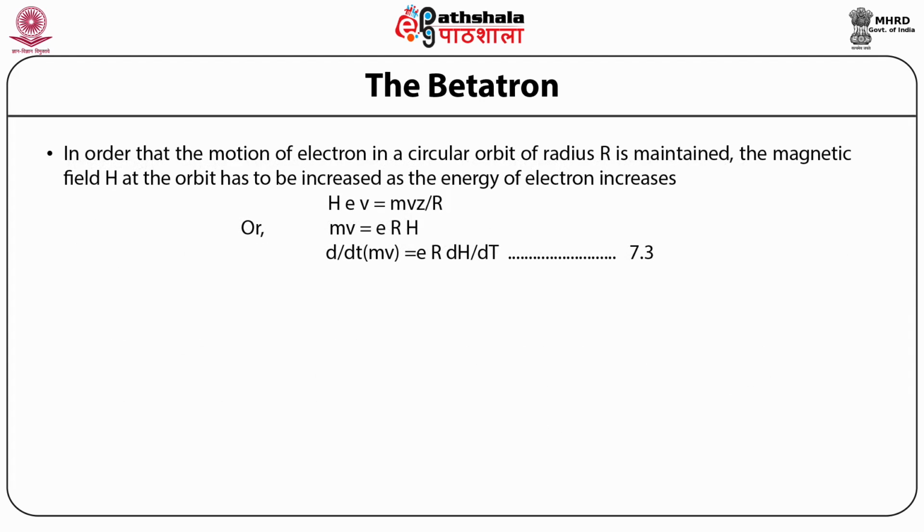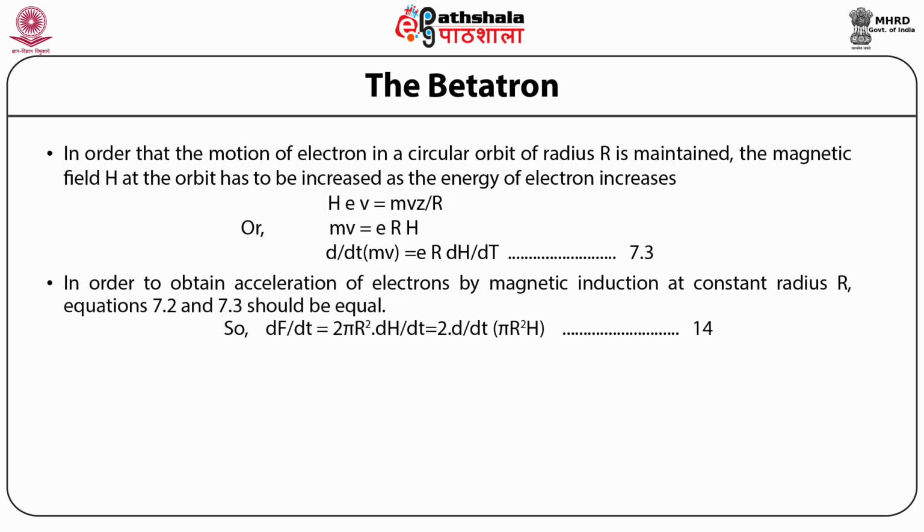In order that the motion of the electron in a circular orbit of radius capital R is maintained, the magnetic field capital H at the orbit has to be increased as the energy of the electron increases. Capital H into small e, small v equals small m into small v square upon capital R. Or we can say m into v is equal to small e into capital R capital H. Or d by dt of mv is equal to small e into capital R dH by dt, and we shall call this equation number 7.3.